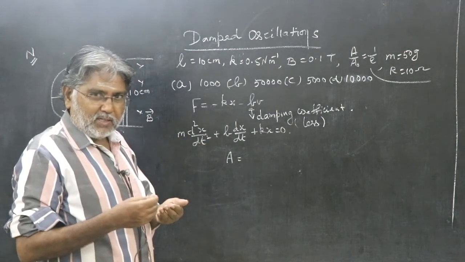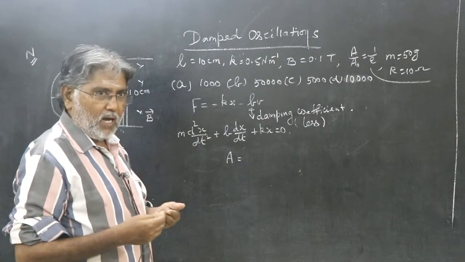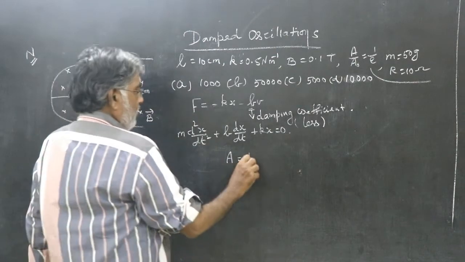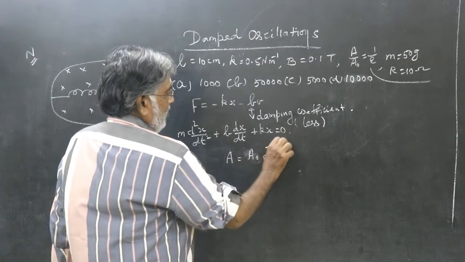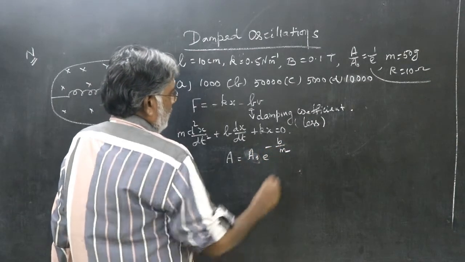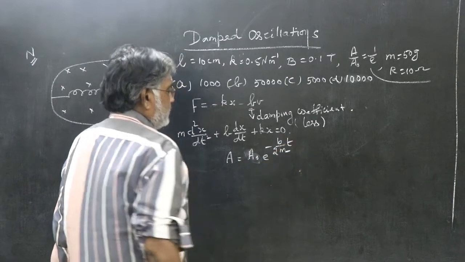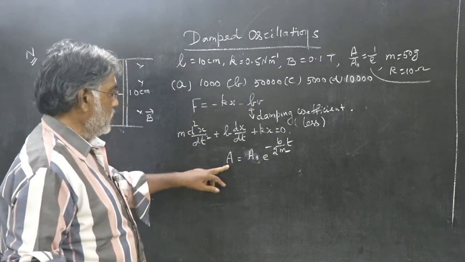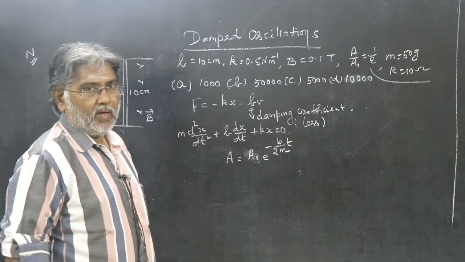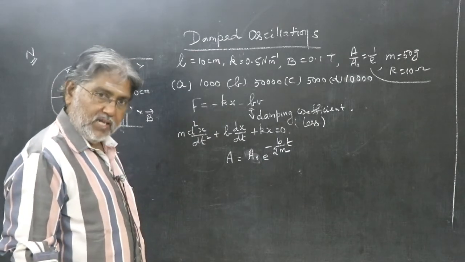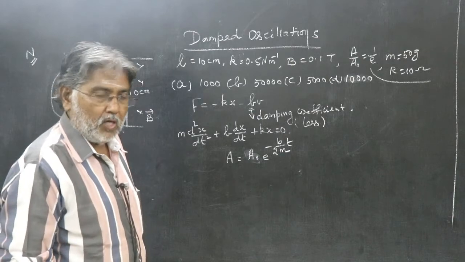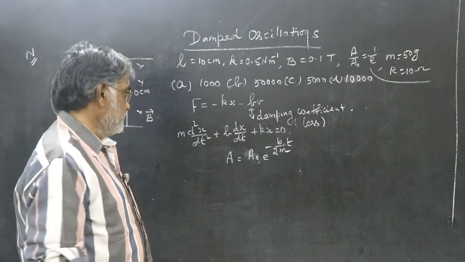From that you can extract the expression for amplitude. A is equal to A naught e power minus b by 2m into t. This gives you the amplitude. See, amplitude keeps decreasing exponentially. Assuming damping coefficient is very less and it is underdamped oscillation, we will verify whether it is true or not.